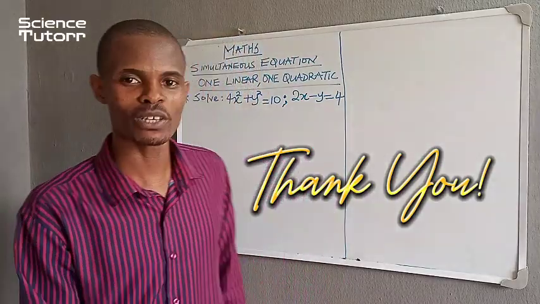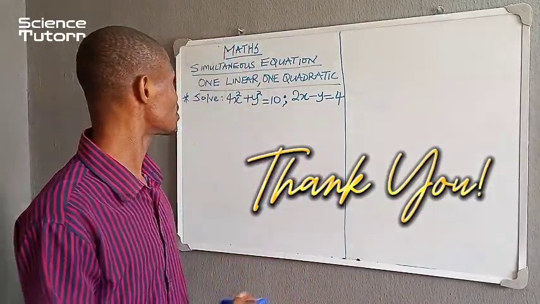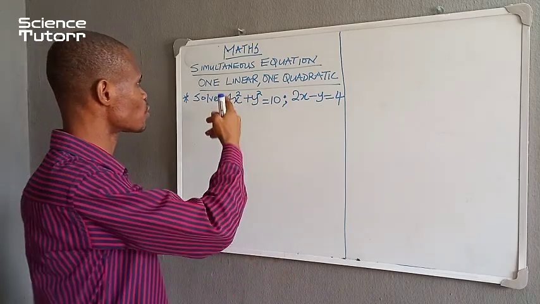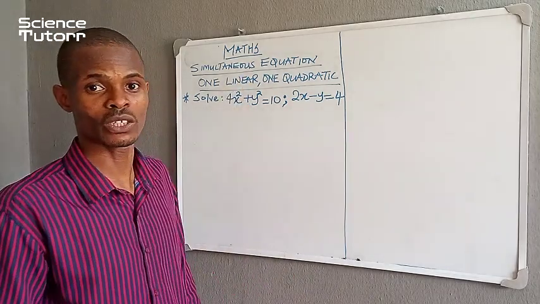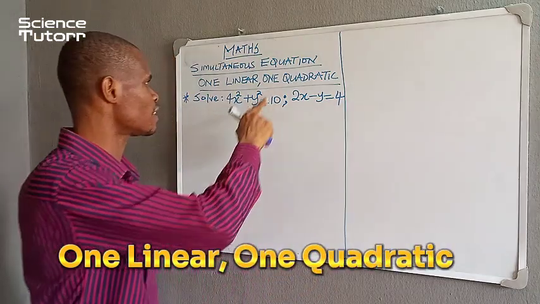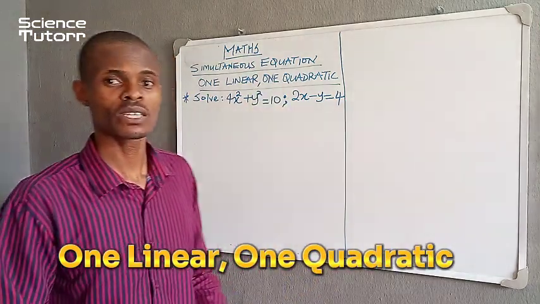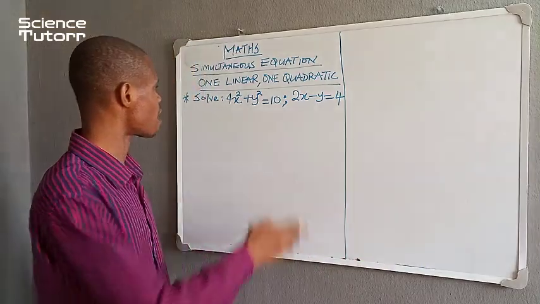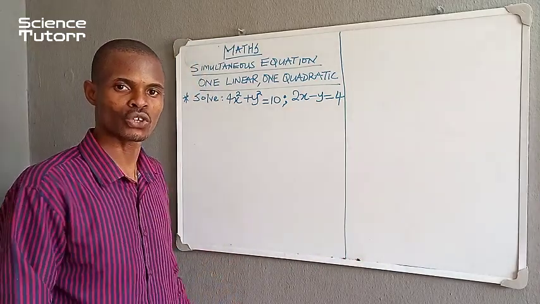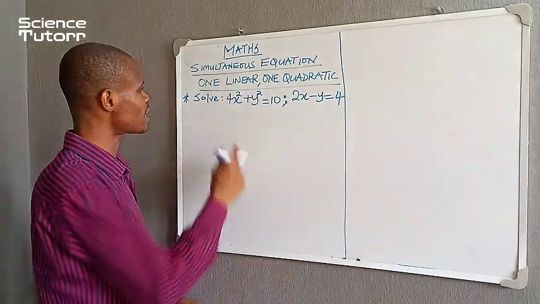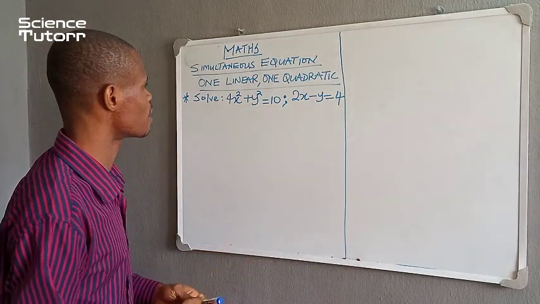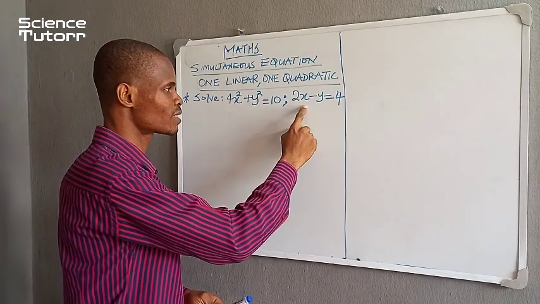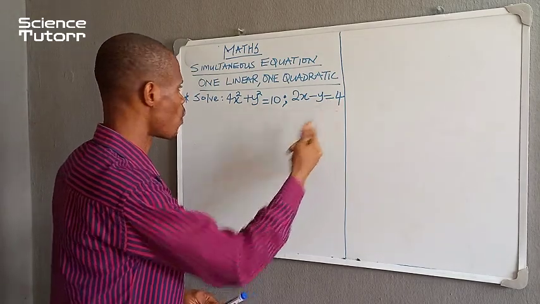Now, into the topic for today, we shall be focusing on one linear, one quadratic, based on the previous topic we started on, simultaneous equation. So we shall be looking at one linear, one quadratic. Many times, problems might exist in such forms, and on the board we have an example that I want us to go to. It says solve 4x squared plus y squared equals 10 and 2x minus y equals 4.